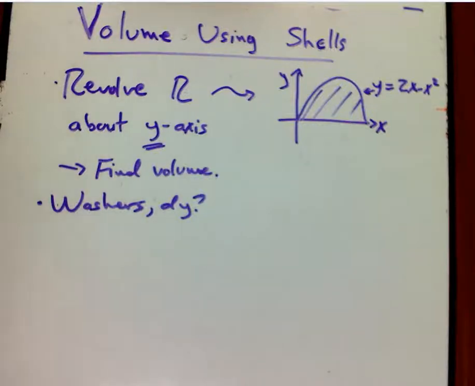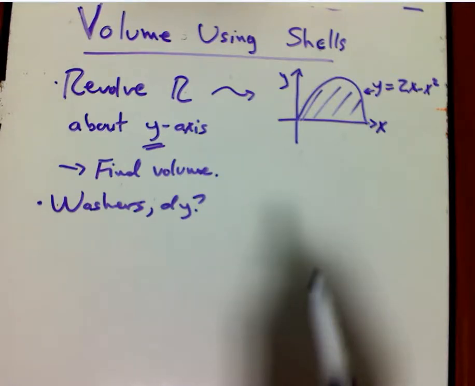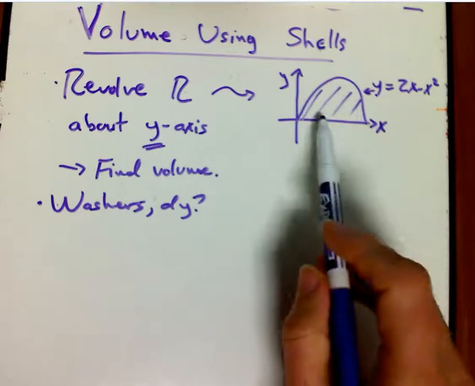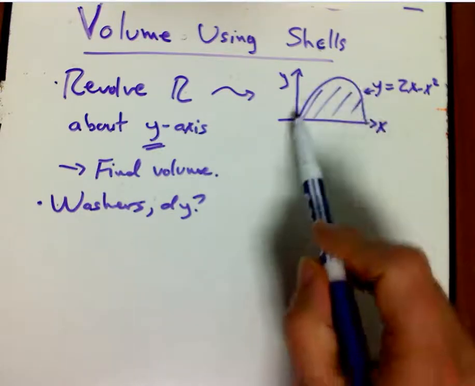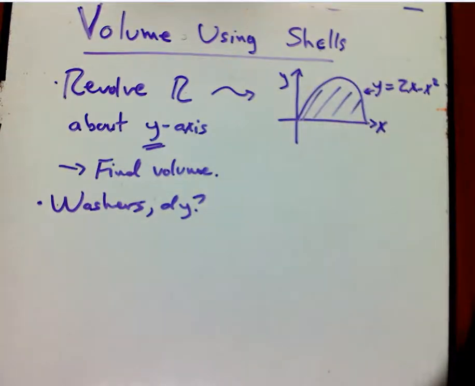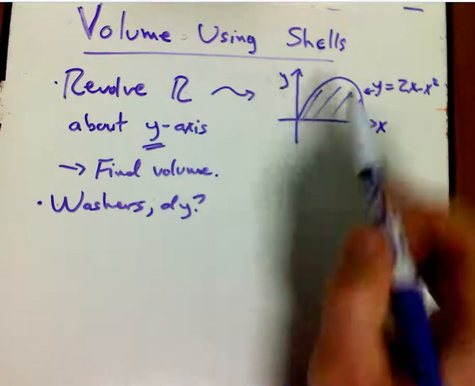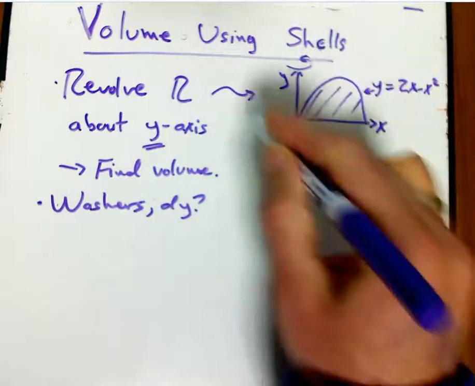Here's another volume video extending our techniques of volumes. It's a case where it's still an object of revolution, like a lot of examples, but we're going to end up using a little bit different technique. So here's the region. It's everything above the x-axis and below this parabola y equals 2x minus x squared. We revolve that around the y-axis.